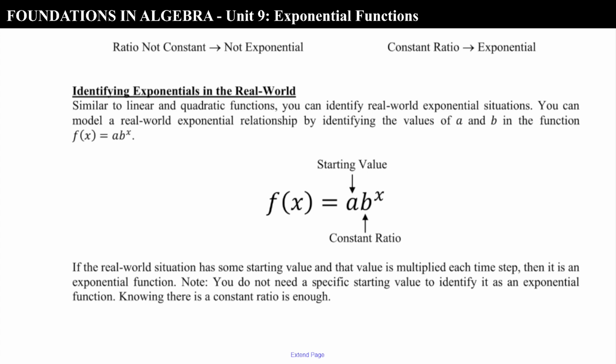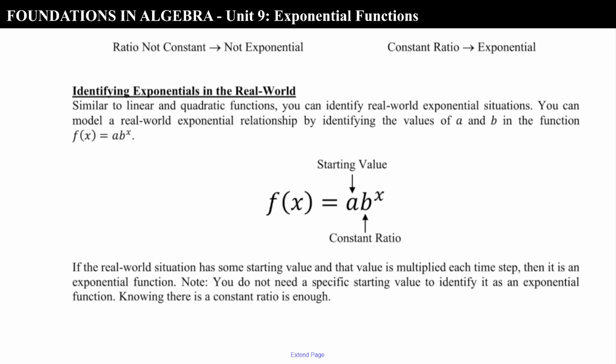In fact, in a real-world situation, we may not even need to have a starting value. We just need to know that whatever we're starting with changes by a constant ratio, unless that starting value happens to be 1. But of course, that would be specified, okay? You need to know what the constant ratio is, but this may not be given numerically, okay?